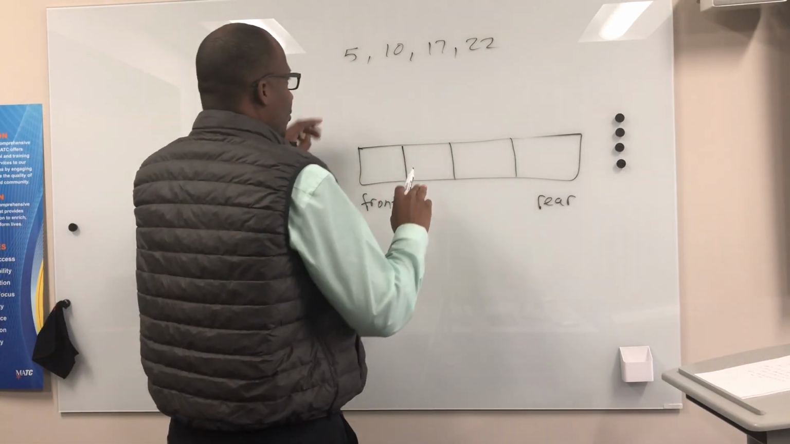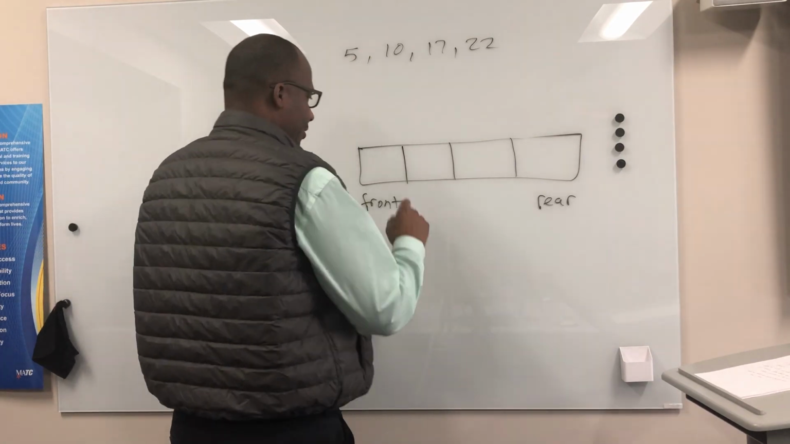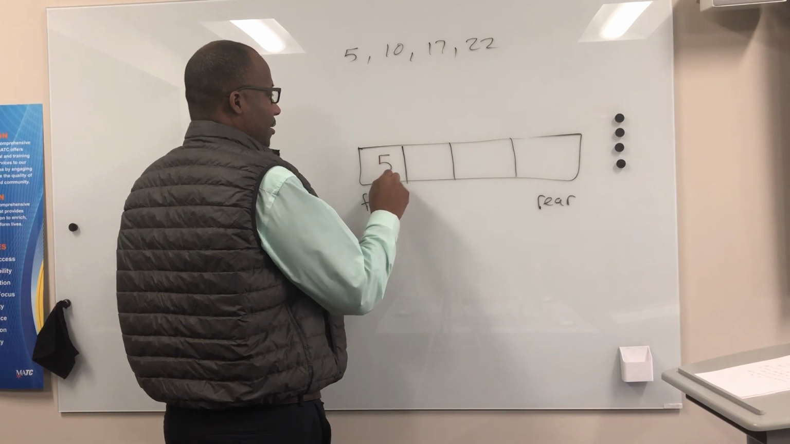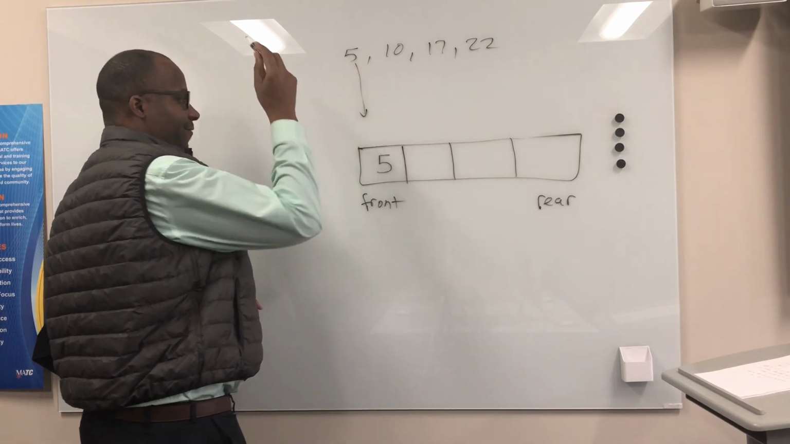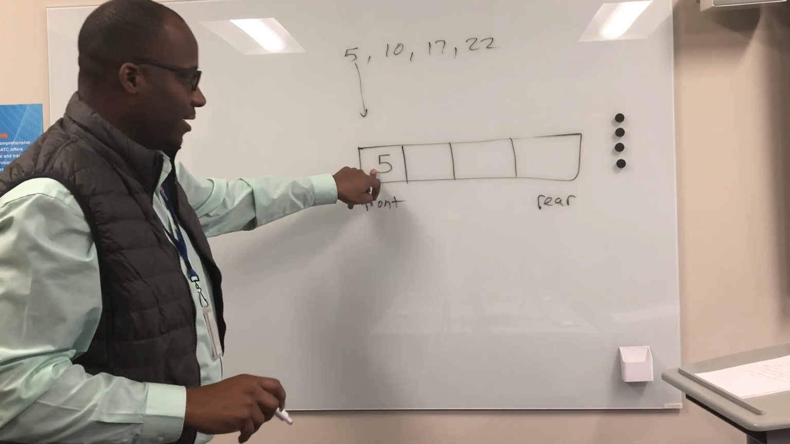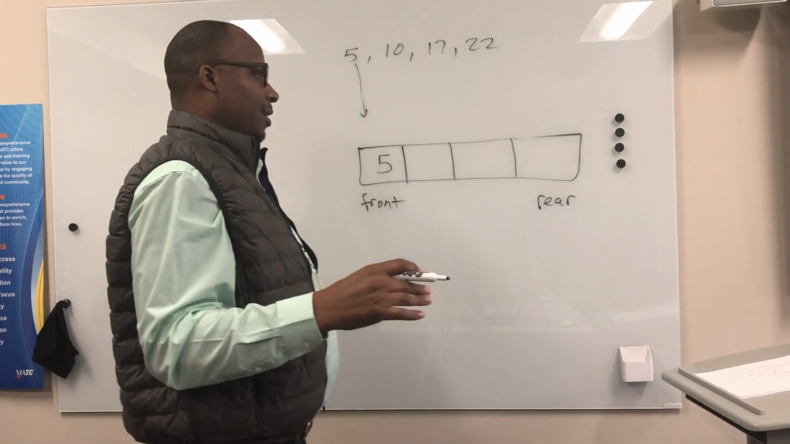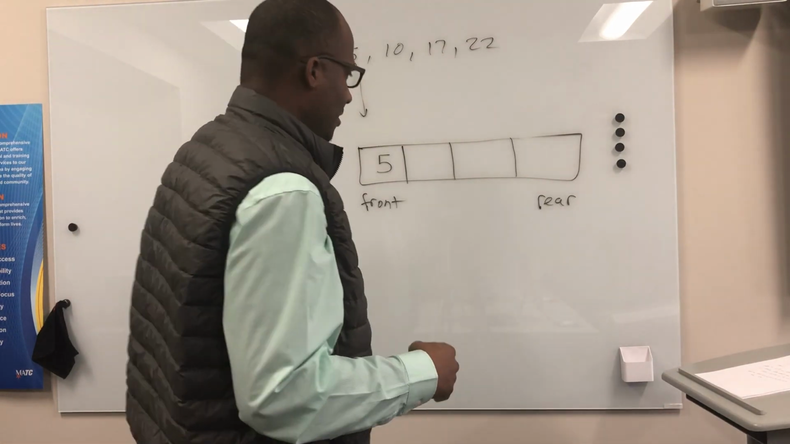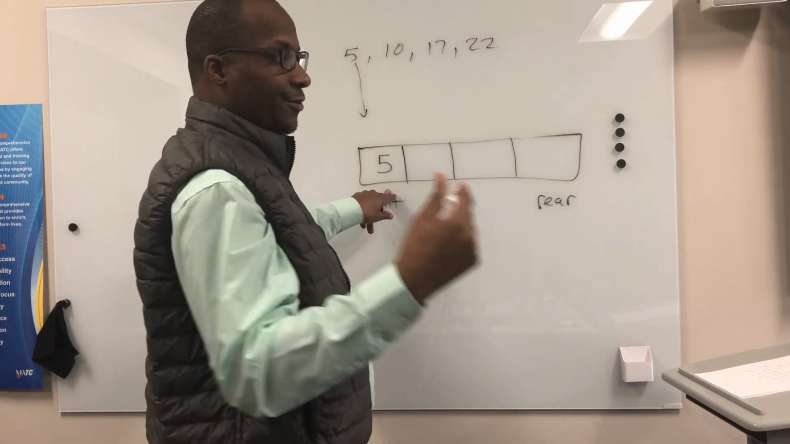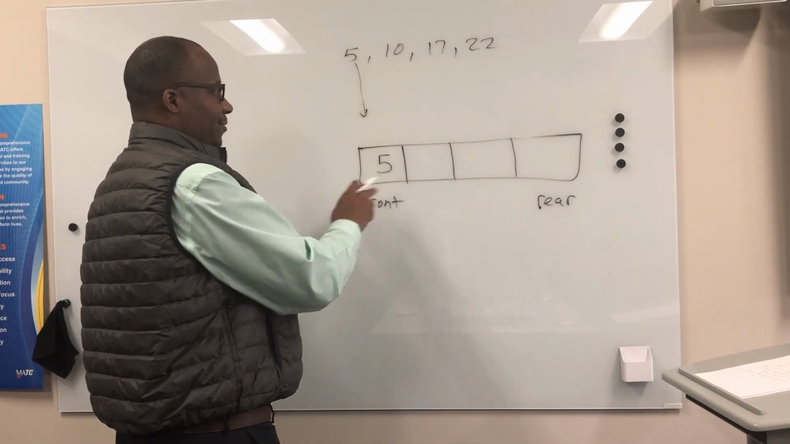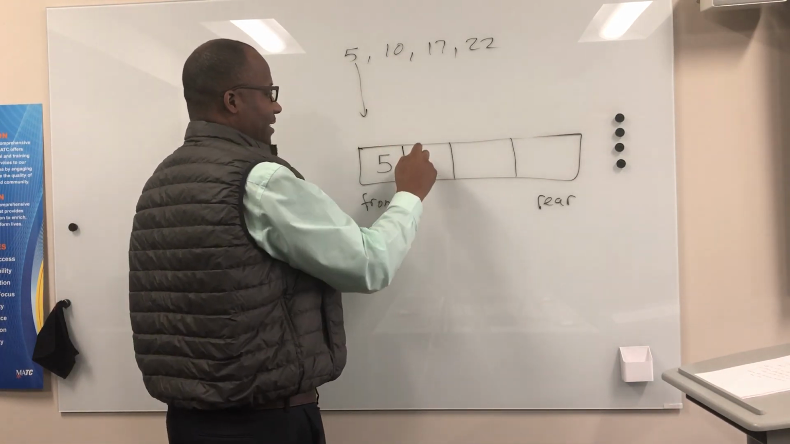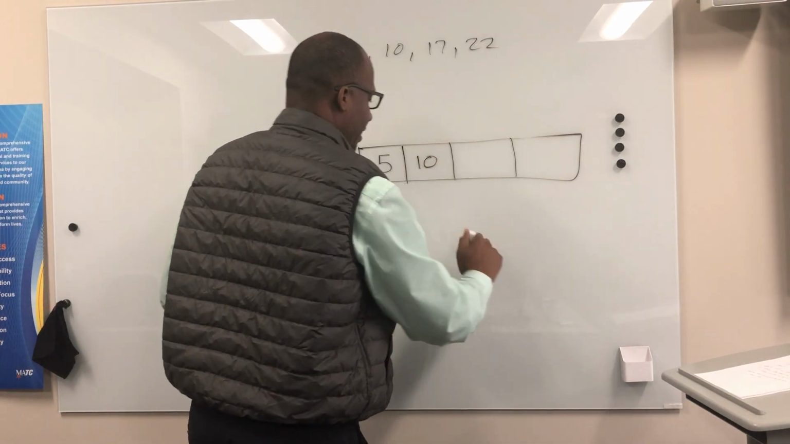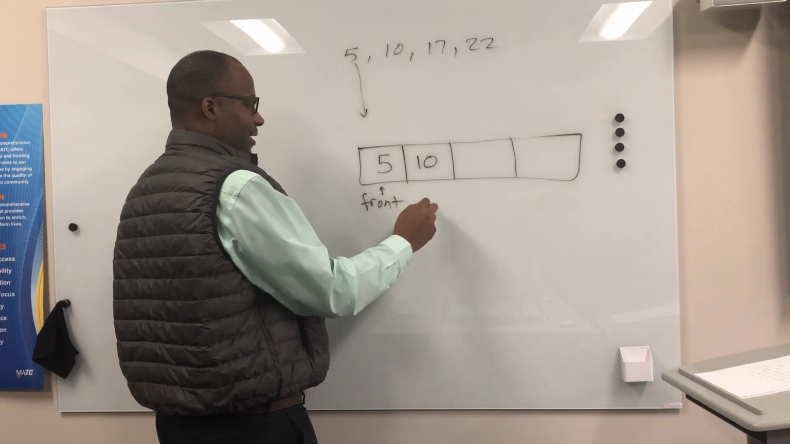So when we add an element to our queue, we add it to the front. So we'll add 5, we add it to the front. So 5 is the front. Now, if we're processing in our application, 5 will be served first. So we process 5 first. If we wanted to add 10, we add 10 here. Now 10 is the rear element, 5 is still the front, and 10 is the rear.